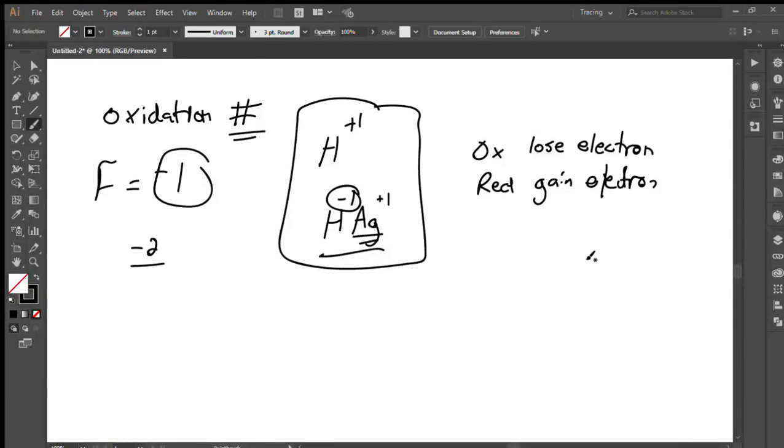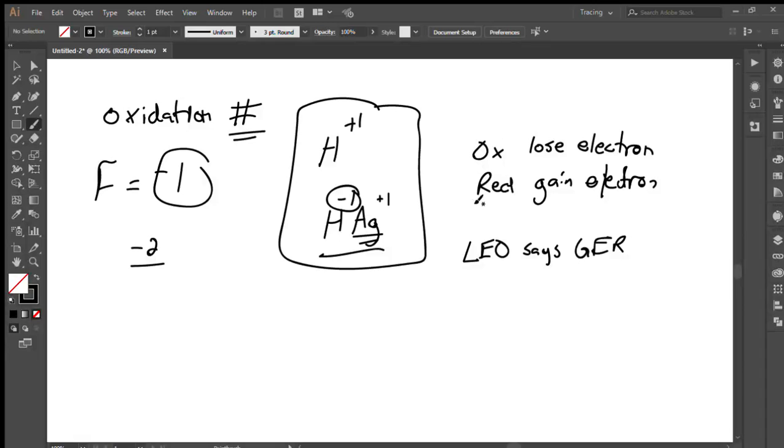Somehow my L became part of my L, or E. Okay, reduced is gain electron, oxidized is lose electron. They give you a little memory mnemonic of LEO says GER. You can use this if you want. Lose electron oxidation, gain electron reduction.